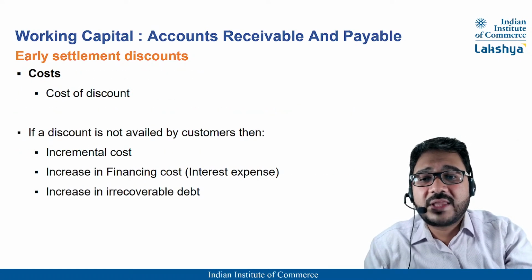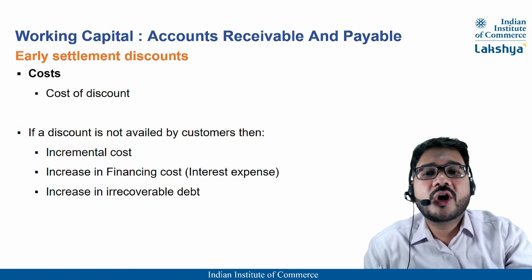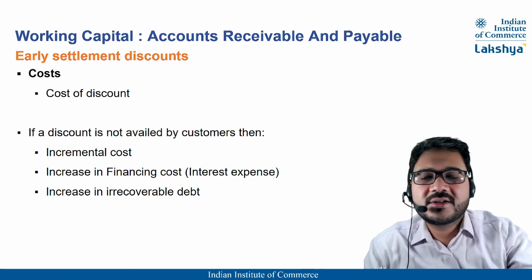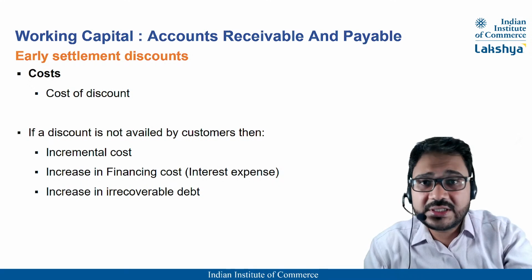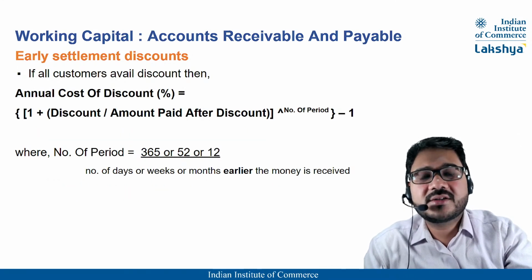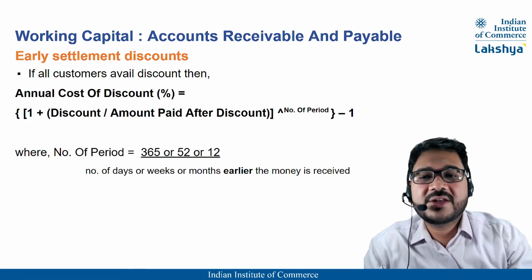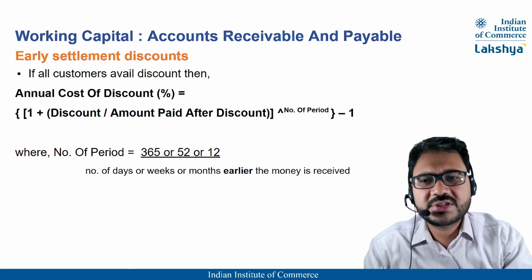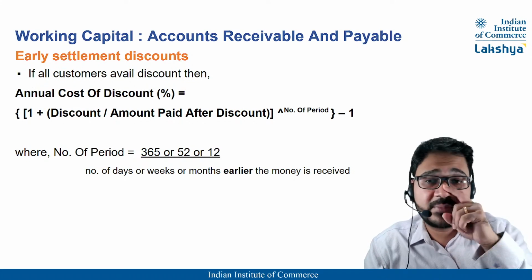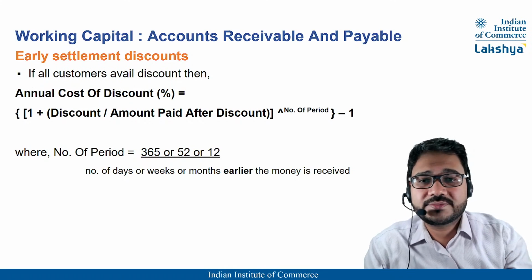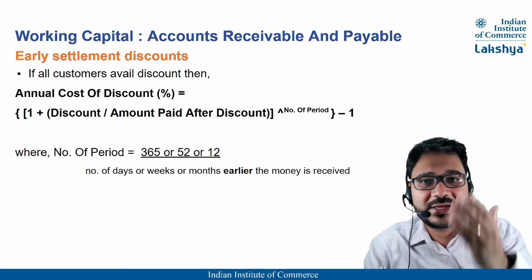Okay, that means if they do not take a discount, then your cost of funding it and your risk of irrecoverable debt is there. But if they are taking the discount, then you have one cost, that is the annual cost of discount, which is equal to (1 plus the discount divided by the amount paid after discount) raised to the number of periods, minus 1. Right? This is the formula. Just keep that in mind.